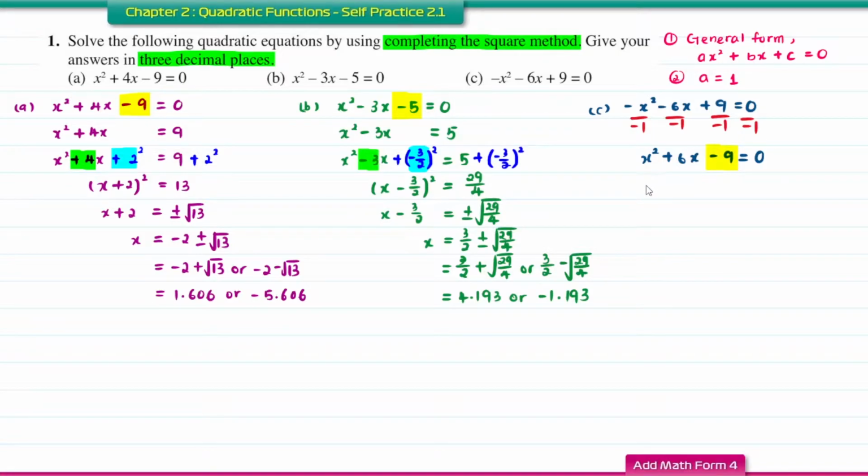So first, move this c to the other side. Next, we're going to find a number to add in here so that this part will represent the area of a square. So in this case, your b is a positive 6. Divide it by 2. It will give you the answer of 3. Then square it.